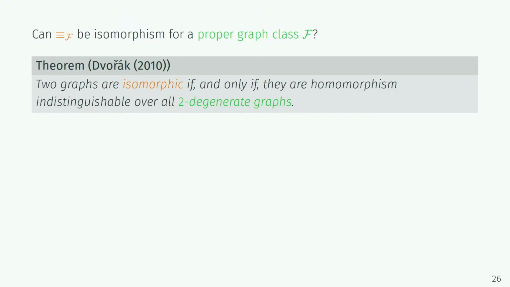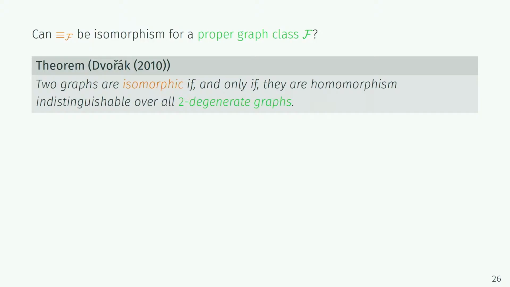For example, the class of all two-degenerate graphs, I'm not going to define what these are. This is a proper graph class, and they characterize graphs up to isomorphism. So somehow we would like to answer this question. We would like to give conditions for when such a graph class doesn't distinguish all graphs. What is a proper class?